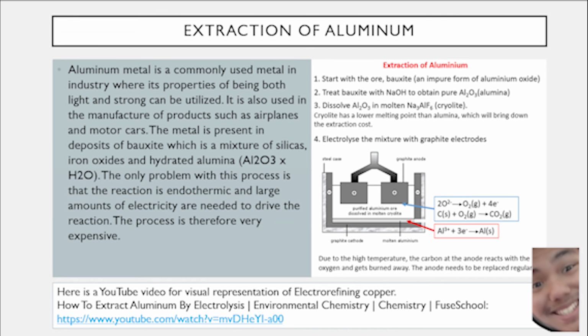Electrochemistry also applies to the extraction of aluminum. Aluminum metal is a commonly used metal in industry where its properties of being both light and strong can be utilized. It is also used in the manufacture of products such as airplanes and motor cars.